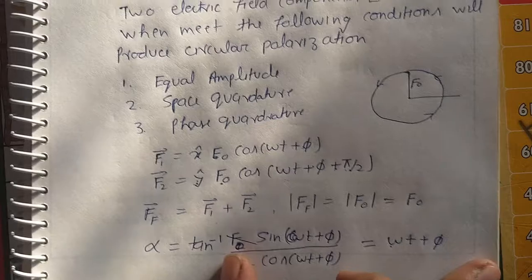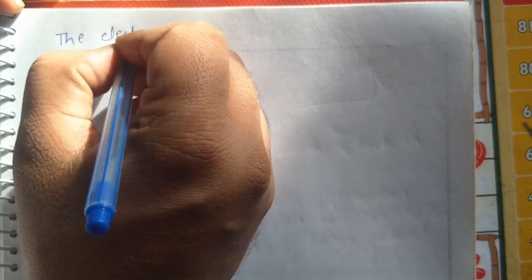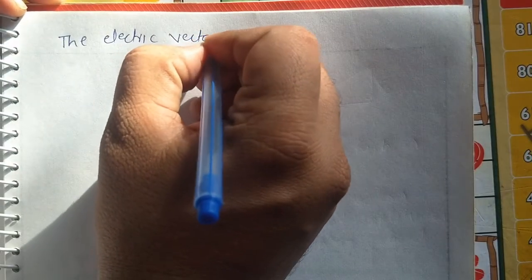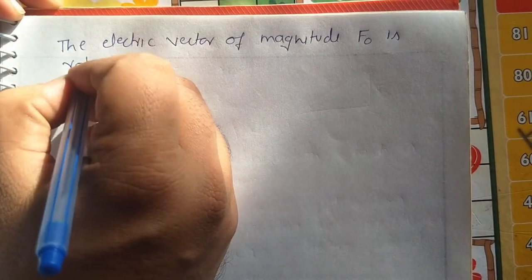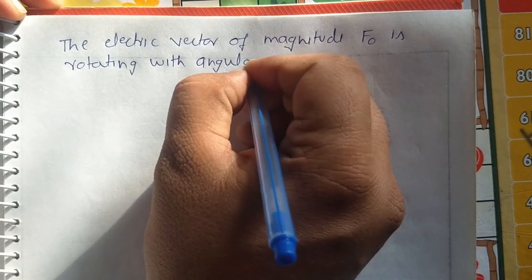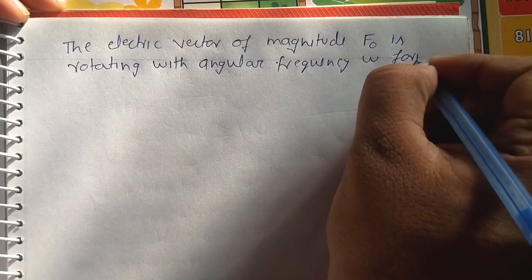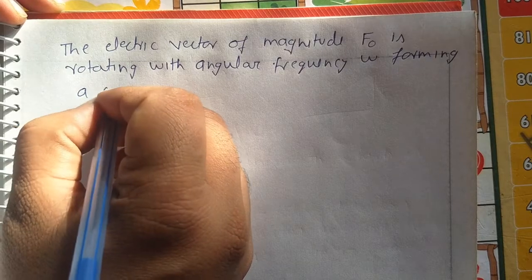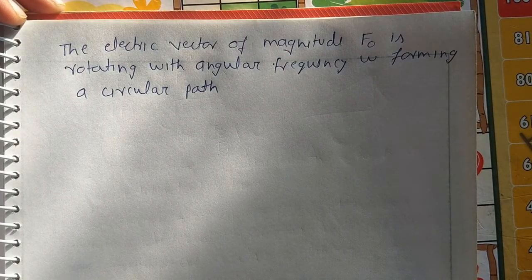So this is circular polarization. We can write here the electric vector of magnitude E naught is rotating with angular frequency omega, forming a circular path. So this is all about circular polarization.